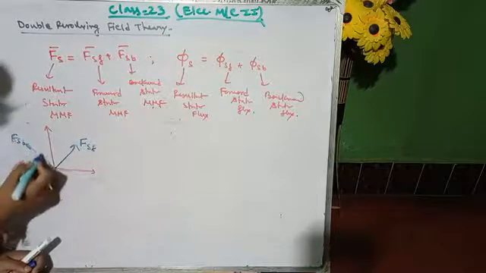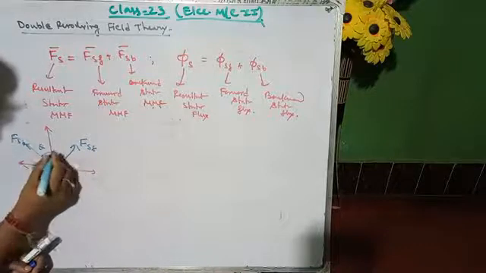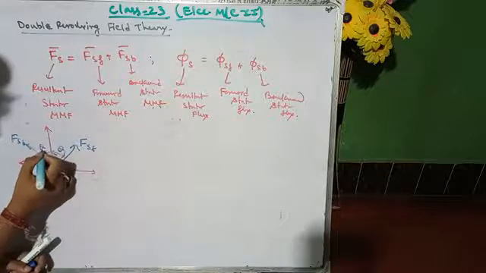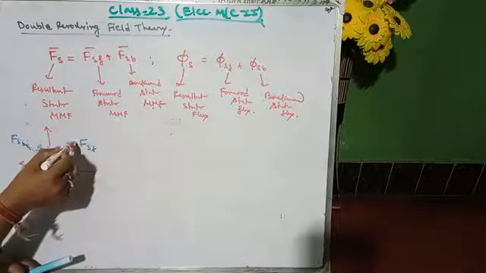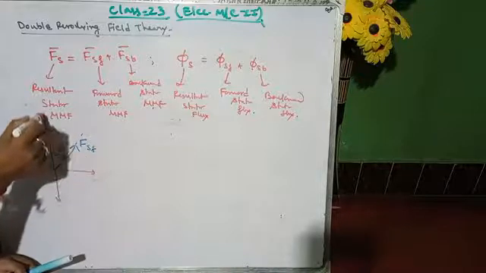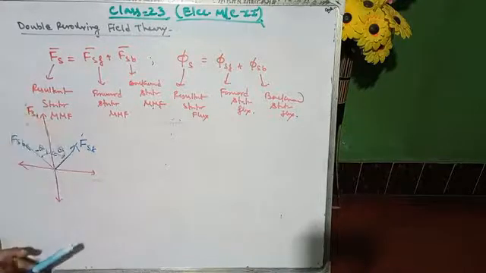So the angle is theta. If we consider this angle theta 1, the other will be minus theta 1. If we add them, the resultant will follow this line. The resultant will follow Fs1.